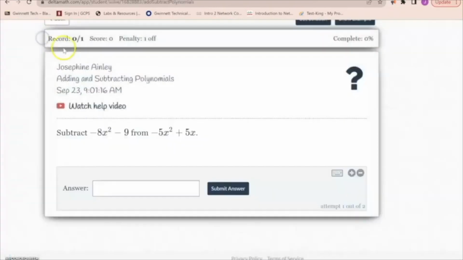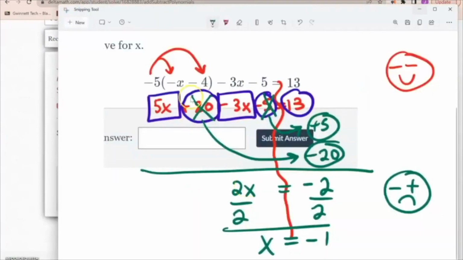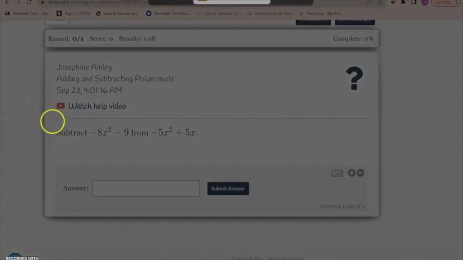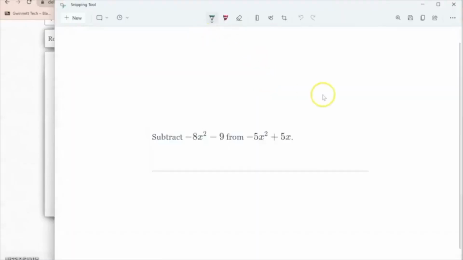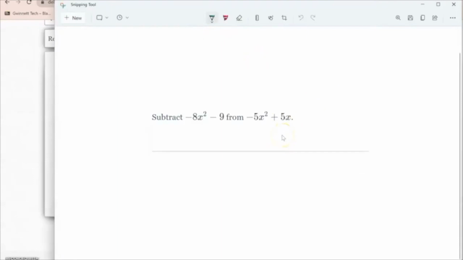So I'm going to click on the first one and make sure you write the work in that box so that tomorrow or whenever you're taking your test, you know what you're doing. All right, so I'll do the first one. It says subtract from this. So we're doing subtraction.